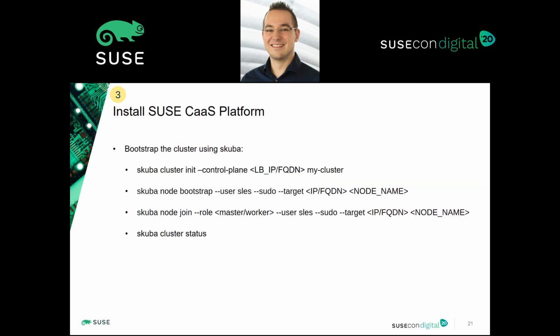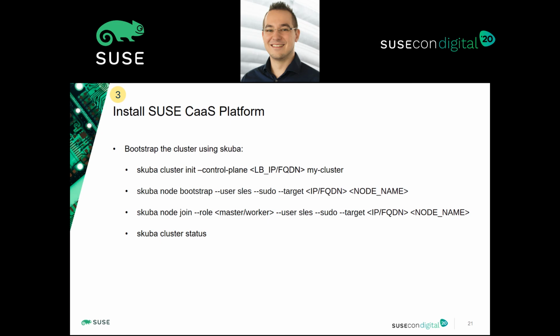And after you're done deploying the machines with a simple SLES installed, you will need to bootstrap the cluster using skuba. And what you need to do is just use those 4 commands I brought, which starts with skuba cluster init --control-plane, and then the load balancer IP or the fully qualified domain name of the load balancer. And you give it a name, which can be anything. I call it here my-cluster.